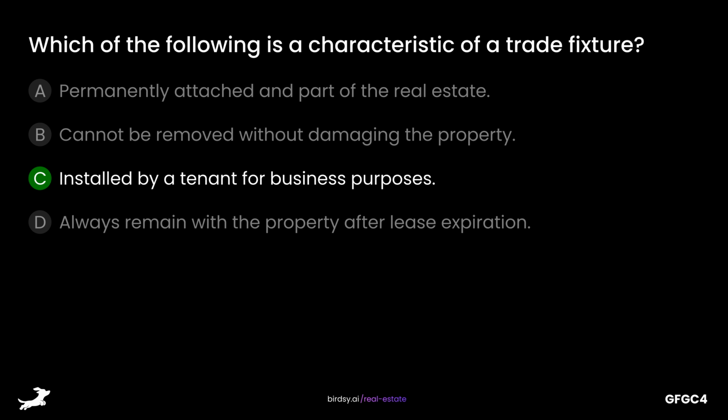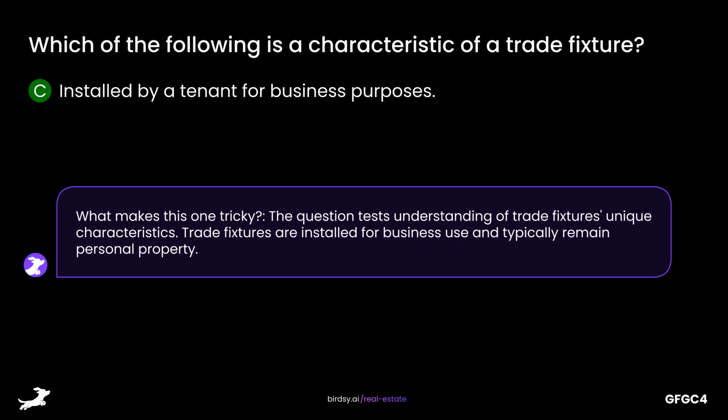The answer is C, installed by a tenant for business purposes. What makes this one tricky? The question tests understanding of trade fixtures' unique characteristics. Trade fixtures are installed for business use and typically remain personal property.